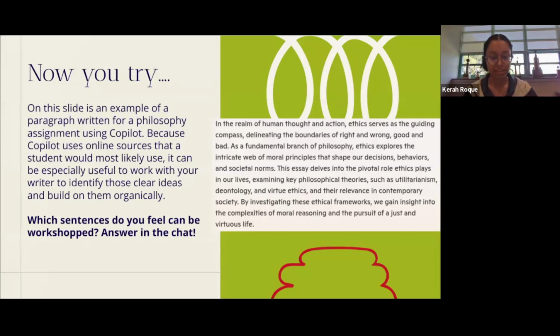So of course, you can go ahead and pause the video, take a few minutes to read the paragraph, identify some sentences you feel can be workshopped. And we can just take a couple of minutes to do that. Okay.